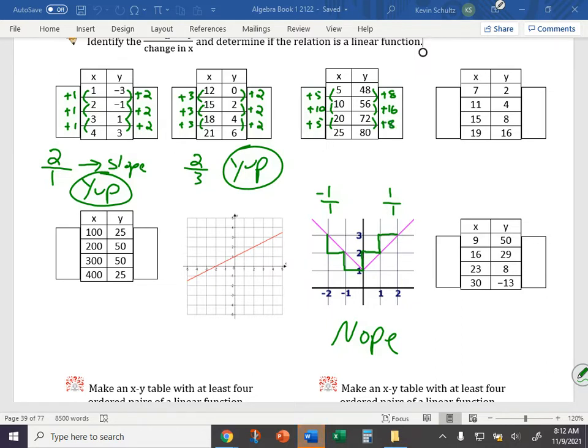Did anybody put that this is a linear function? Anthony? Why did you put that it is a linear function? I don't know. Oh, okay. Did anyone put it as a linear function and know why they put it as a linear function? Damien?